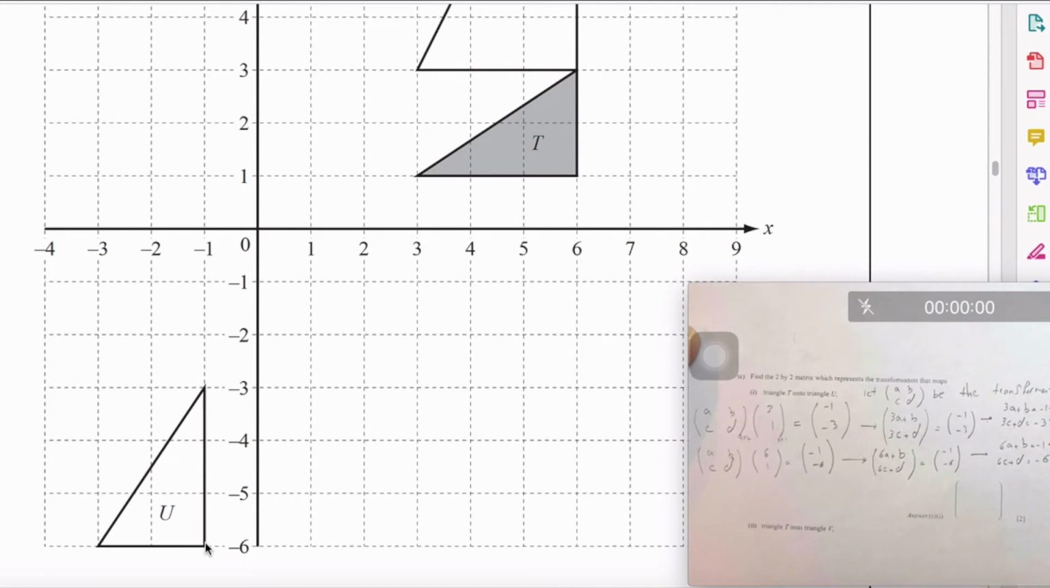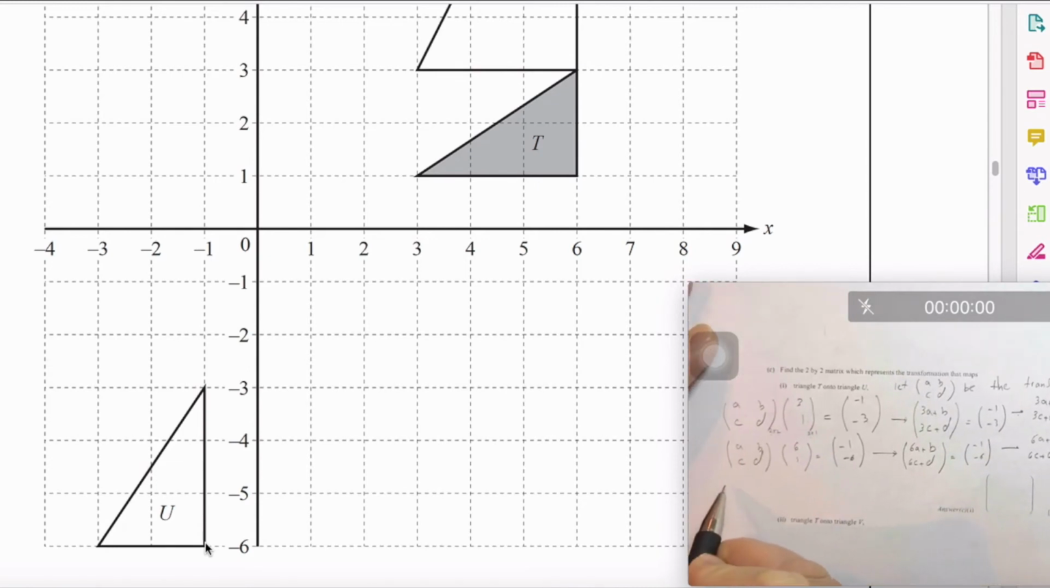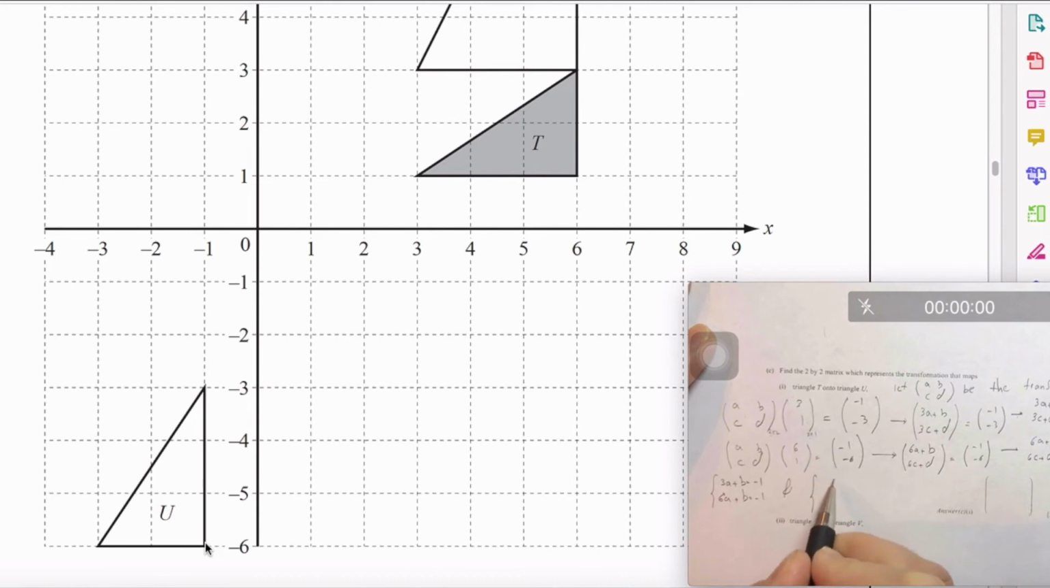So you have two pairs. 3a plus b is equal to -1, 6a plus b is equal to -1 as well, one pair, and the other pair is 3c plus d is equal to -3, 6c plus d is equal to -6.